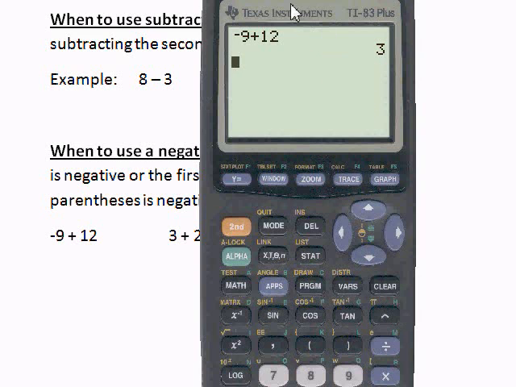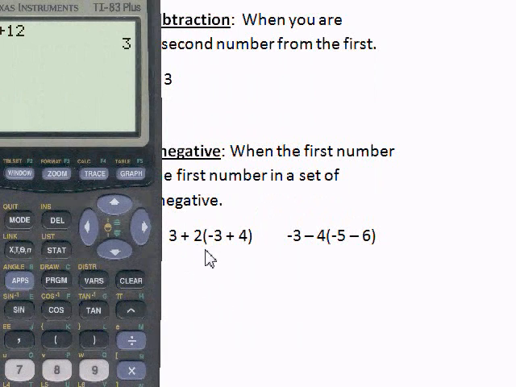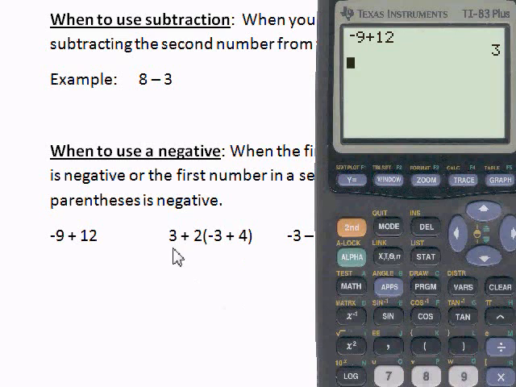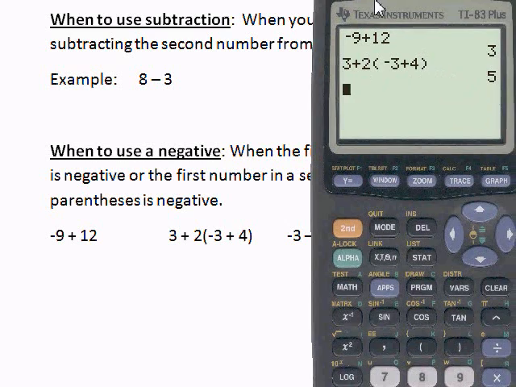So let's take a look at the next one. 3 plus 2, negative 3 plus 4. We can actually type all that in since there's nothing too complicated, no double sets of fractions. We can type all that in at once. 3 plus 2, parentheses, negative 3 plus 4. And press enter. And we get 5. Which makes sense because negative 3 plus 4 is 1, times 2 is 2, plus 3 is 5. And the calculator automatically did PEMDAS for us.